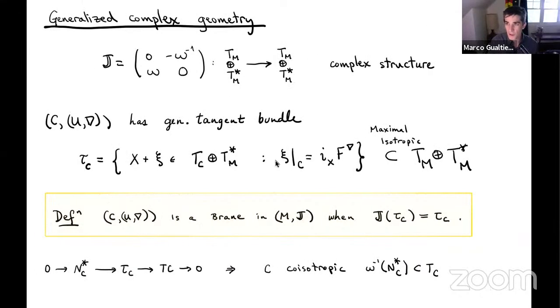It's a brane in the sense of generalized complex geometry, and actually there are plenty of branes in generalized complex manifolds in general. They don't necessarily have to be symplectic, but this is the case of a symplectic manifold.